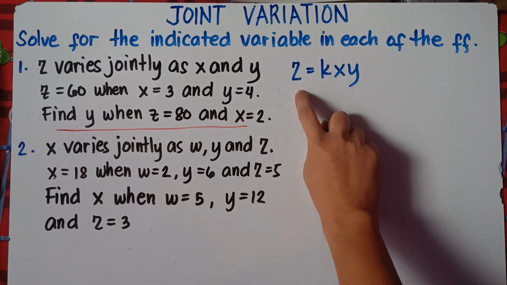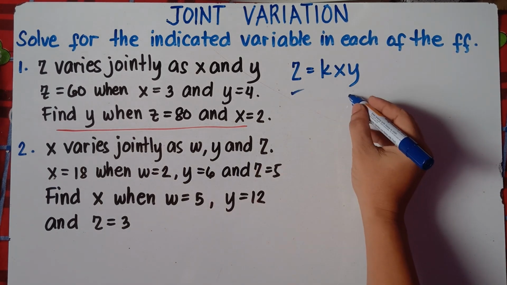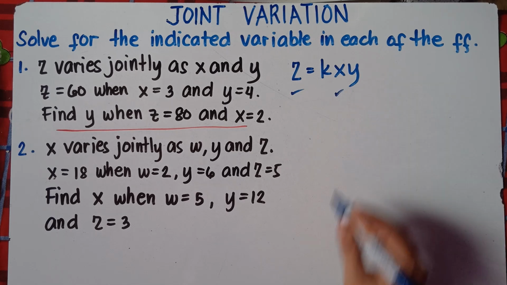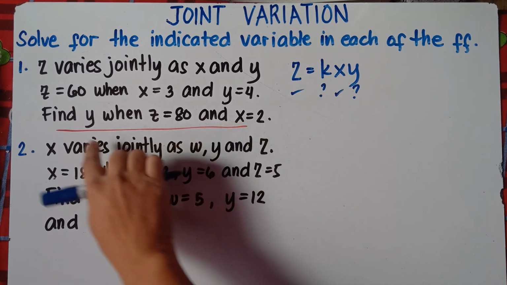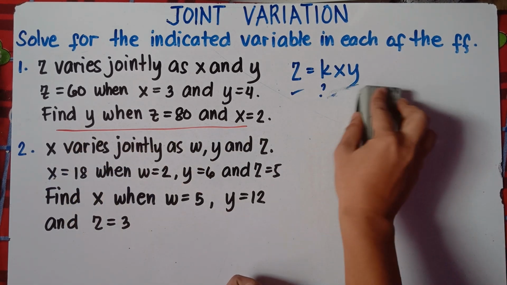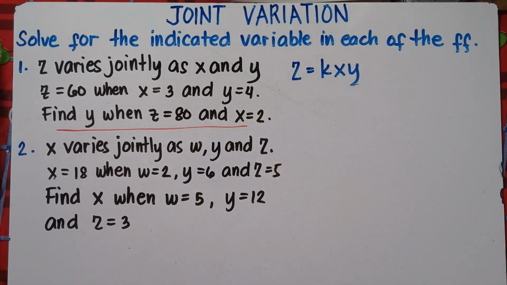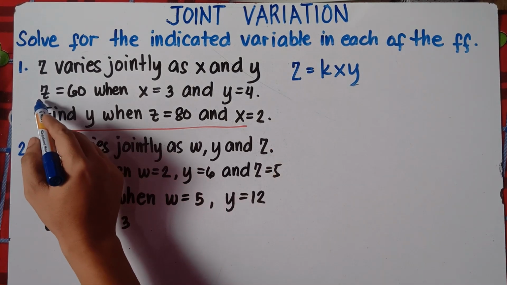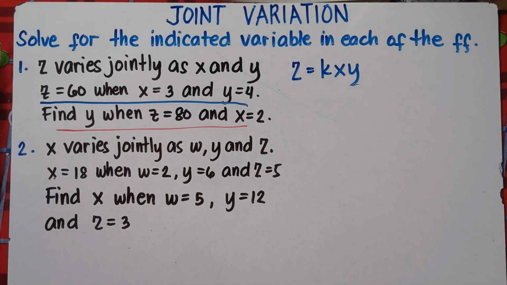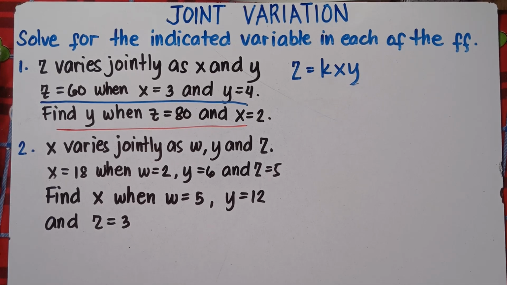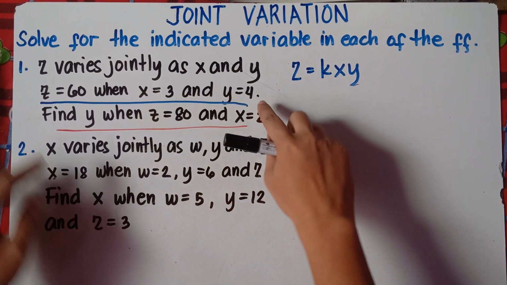Once again, you cannot solve the last question because you don't have y and you don't have k. You only have z and x. So that's why you cannot solve for the last question. So you need to find k. How will you find k, sir? You can find k given the second statement: z equals 60 when x equals 3 and y equals 4. Simply substitute the values of z, x, and y in the second statement.